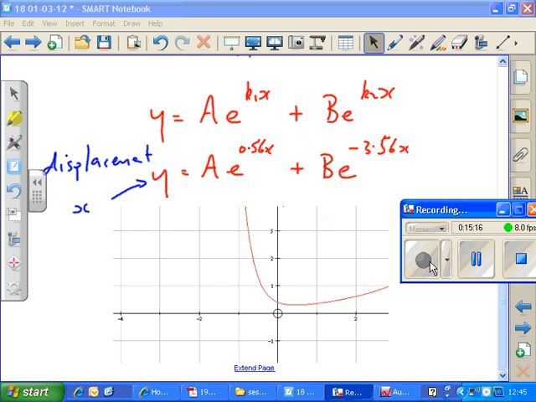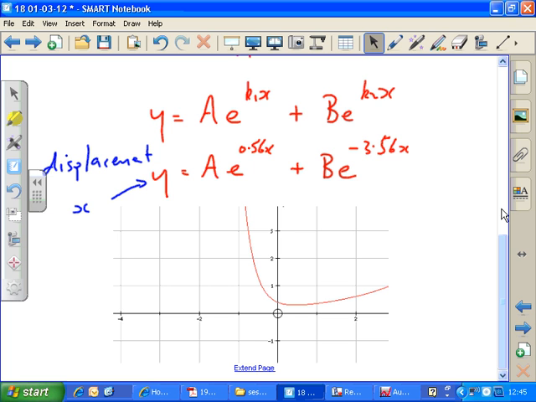Okay, so if we look at this graph, we can see, for this particular case, you get that solution, a combination of two exponential functions. One is an exponential growth, 0.56. One is an exponential decay, negative 3.56. So you can see, depending on the values of A and B, we're going to get a combination of a growth and a decay curve, which is what this looks like.